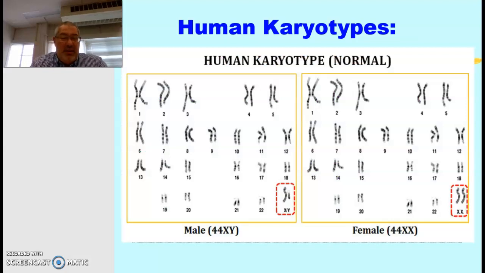Karyotyping is a means of examining the chromosomes of a human to determine if there are any mutations, any potential abnormalities, disorders, what have you. A karyotype is a photograph of a human's chromosomes, typically when they are condensed in cells that are dividing. A human male has 44 autosomes and then an X and a Y sex chromosome. The female on the right has 44 autosomes as well, and 2 X sex chromosomes in the dashed red box.